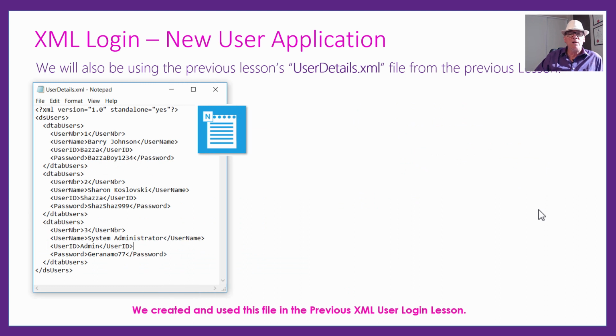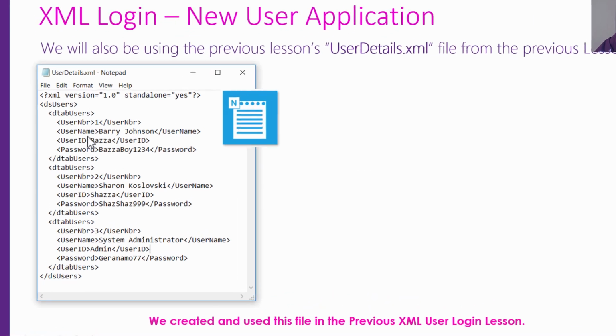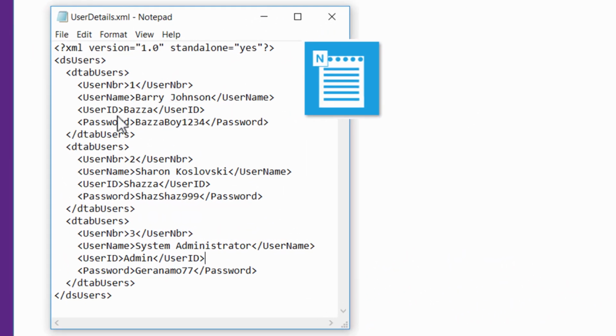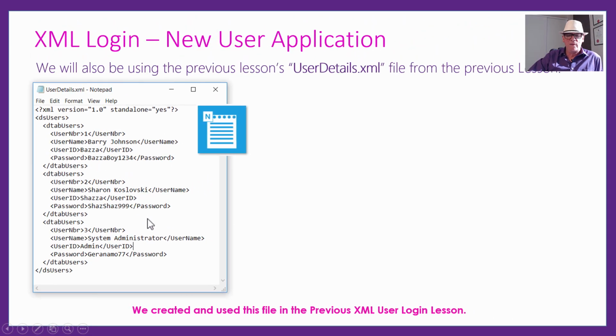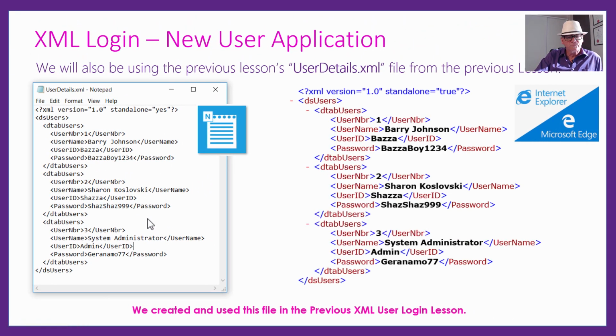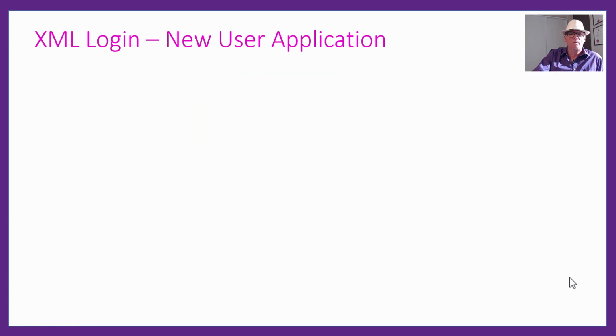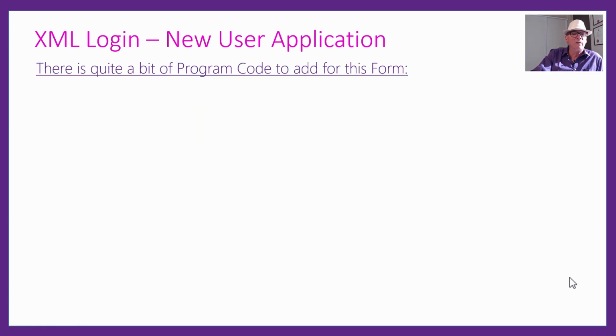All right, now we're also going to be using, from the previous lessons, that user details XML file we set up. That's the file of all the users that are already registered and already valid users on the system, where we store their name and just their user ID and their password in that file. So we're going to be needing that file from the previous lesson. There were 3 people in that, Barry and Sharon, and we also had the system administrator login details as well, so you could do an admin login. So yeah, you need that file as well from the previous lesson. You can get it in the downloads if you haven't got it.